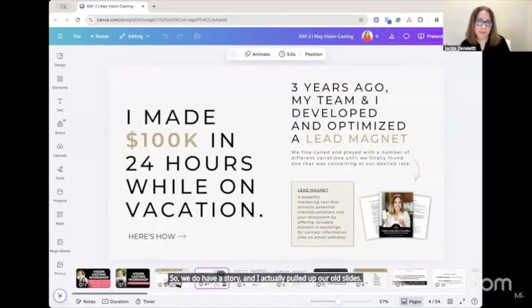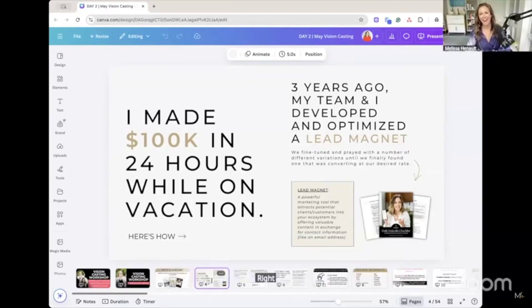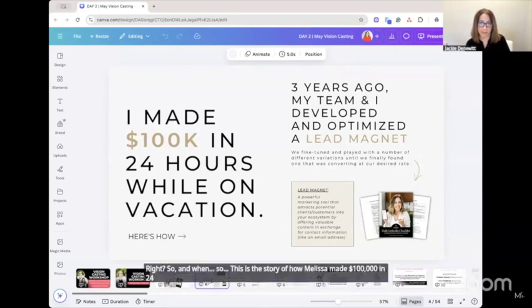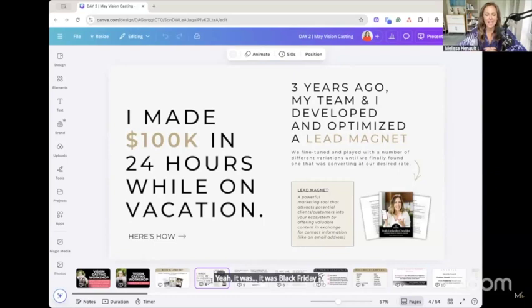So we do have a story, and I actually pulled up our old slides. So where it says 3 years ago, I think we're getting to like 5 years ago now. Right. So this is the story of how Melissa made $100,000 in 24 hours while on vacation. I remember, I think you were chopping down a Christmas tree. Yeah, it was Black Friday. Jackie said, I'll never forget.